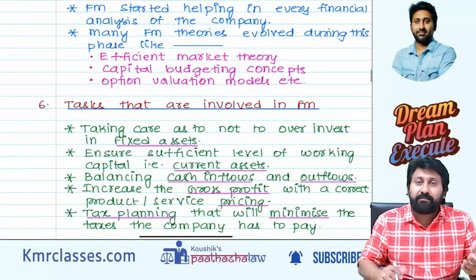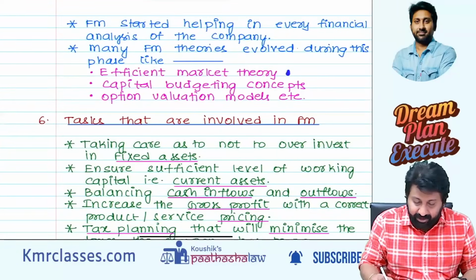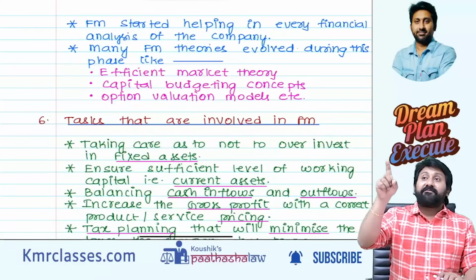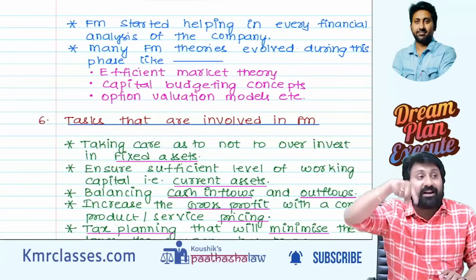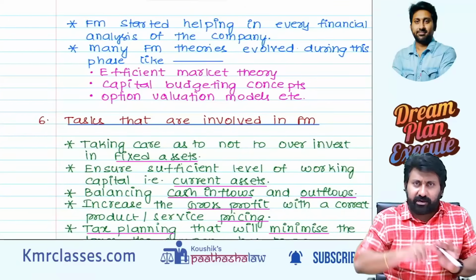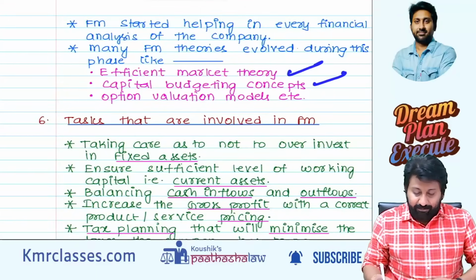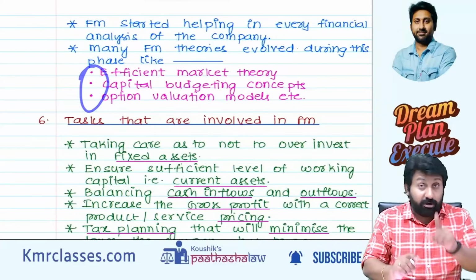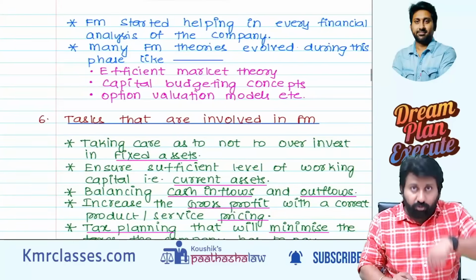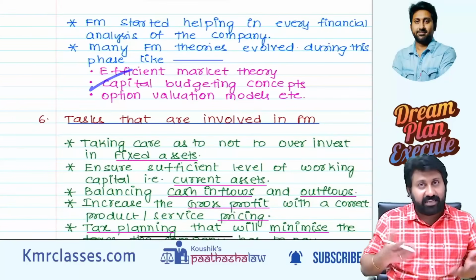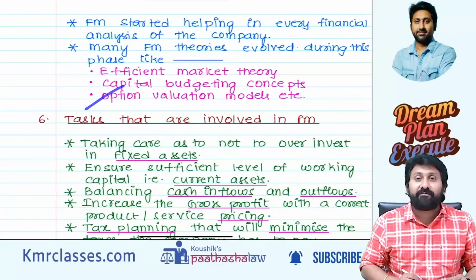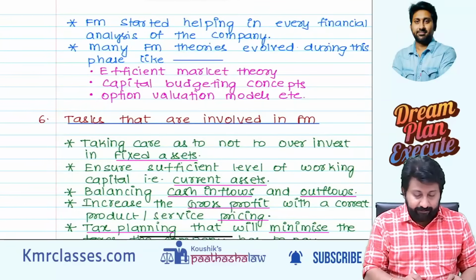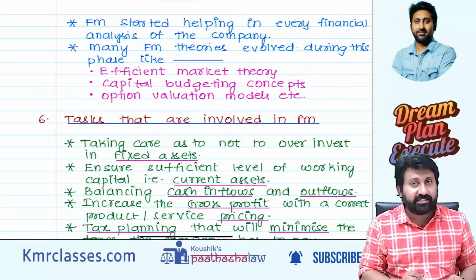So the FM theories developed during this phase are efficient market theory, capital budgeting, option valuation. In CA final it will come, whether markets are efficient or inefficient, dependent on the candlesticks. We are not here to learn that now. So just read and leave these three words; you have to write them in the exam. Time is not there now. Capital budgeting is a chapter I already mentioned. Option valuation means the futures and options chapter in CA final, derivatives, there we will see. Efficient market is in the security analysis chapter of CA final.